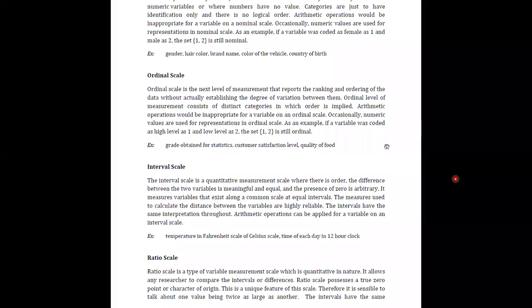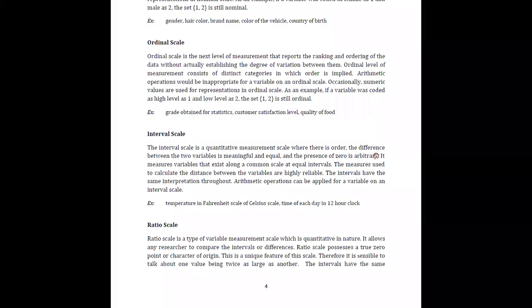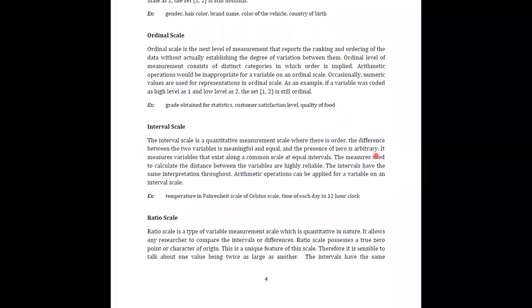And if I start from the interval scale of measurement, the interval scale is a quantitative measurement scale where there is an order. The difference between two variables is meaningful and equal, and the presence of zero is arbitrary. If I explain that wording, it simply says that the interval scale is a quantitative measurement.